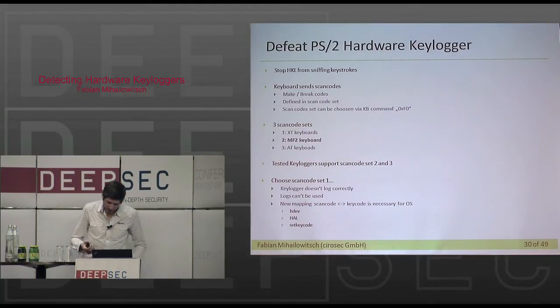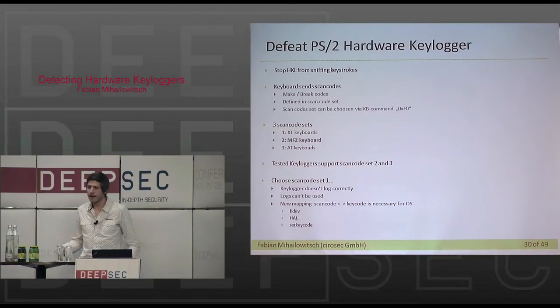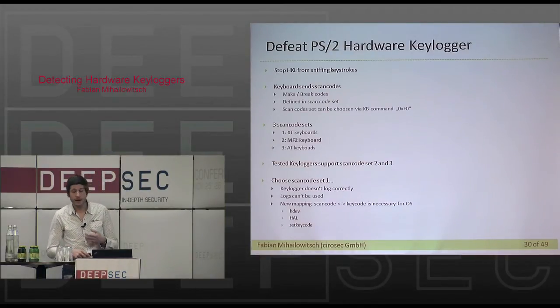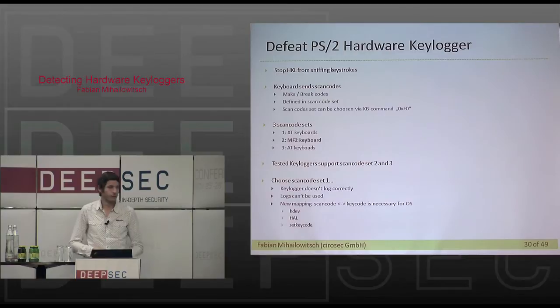And the cool thing about that is all the hardware keyloggers I had just understood scan code set 2 and 3. So if you switch to scan code set 1, the hardware keylogger doesn't see what's going on and doesn't log anything. It is blind. So the idea is just to tell the KBC to tell the keyboard to choose scan code set 1, and we are fine. However, since our operating system doesn't see anything either, we have to define a new mapping of the scan code to the key code set. But for Linux, we can do this with tools like hdev, HAL, setkeycodes, so it's no problem at all.